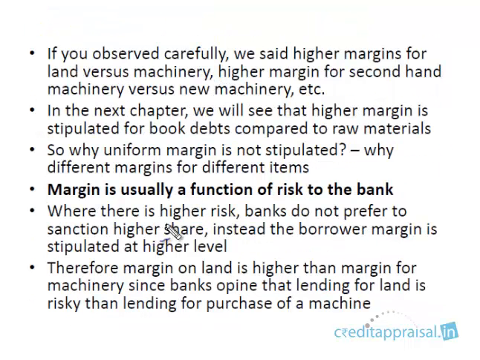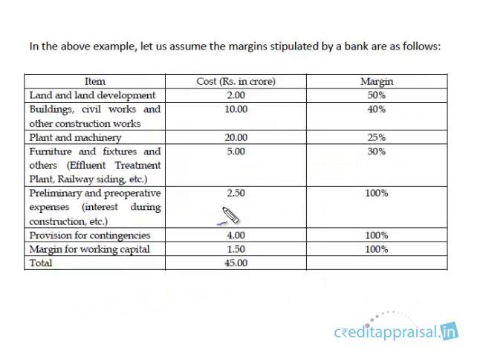So margin is usually a function of risk to the bank. Okay, so wherever there is a higher risk, the bank does not sanction a higher share. So instead the borrower margin will be stipulated higher. So in our example, let us assume that as per the bank policy, these are the margin stipulations.